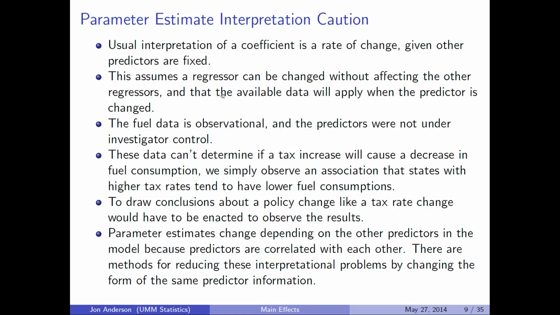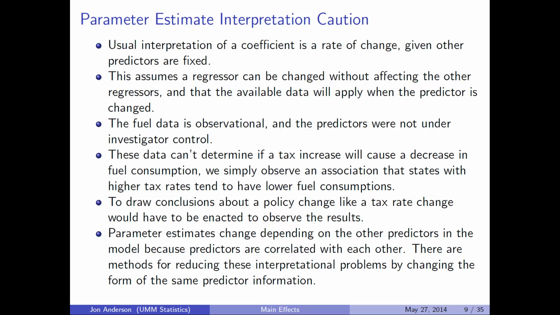Keep in mind that this is presuming or assuming that you can hold other variables constant and change the regressor that you want, and that's often not reasonable. For the example that we've talked about, the fuel data, this was observational data, and the predictors and the regressors were not under investigator control, so we really can't legitimately speak about changing a predictor or a regressor. Like, for example, we really didn't ever change a tax rate and observe a particular decrease in fuel consumption. We would really have to make a change like that and observe what happens to fuel consumption to really give a full causal interpretation.